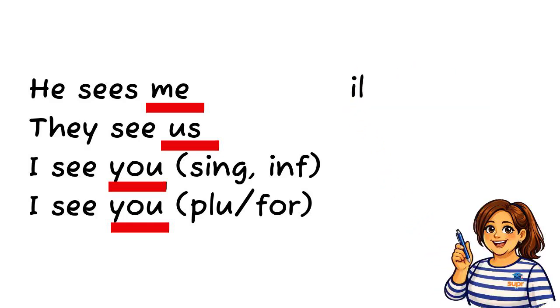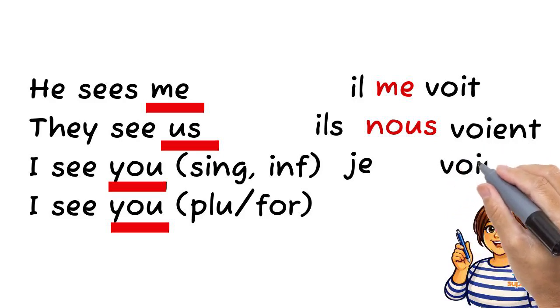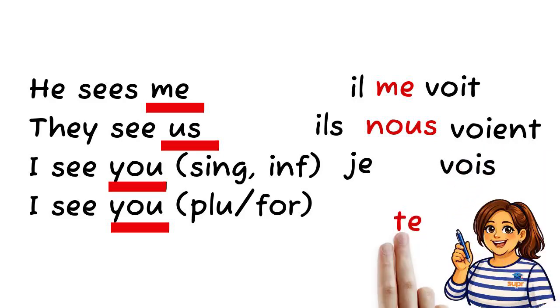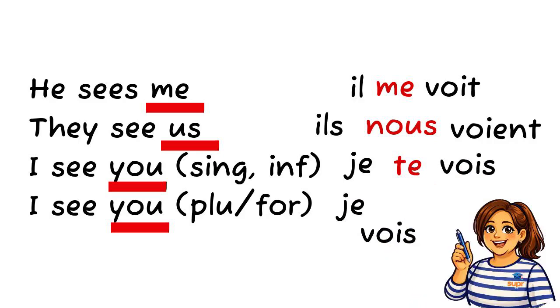So he sees me, il voit, and me in French is me, so il me voit. They see us, we start with they see, il voit, and us in French is nous, so il nous voit. I see you, je vois, and you is te in the informal, so je te vois. And the same, but with vous this time for the plural or formal. Je vous vois. I see you.